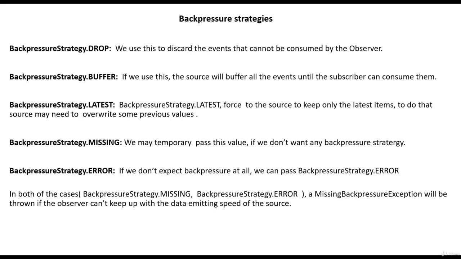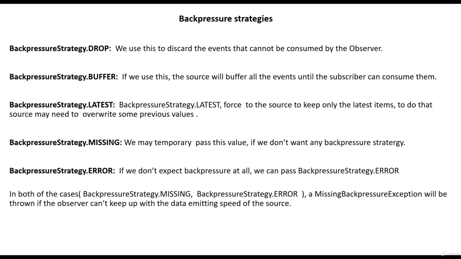Let's take a look at the back pressure strategies that we have. The first one is drop. We use this to discard the events that cannot be consumed by the observer. Let's say we set the strategy to drop, which means it will discard all the items that cannot be consumed. And buffer: if we use this, the source will buffer all the events until the subscriber can consume them. We also have a default buffer size of 128. And latest, which means it forces the source to keep only the latest item. That means if a new item comes and you have a previous item, it can be overwritten.